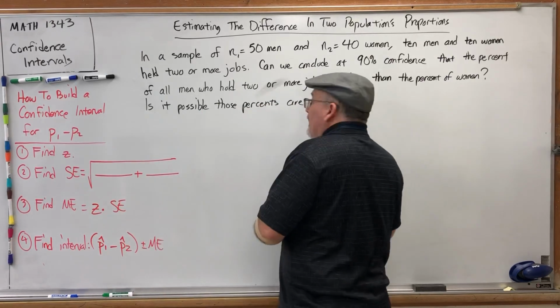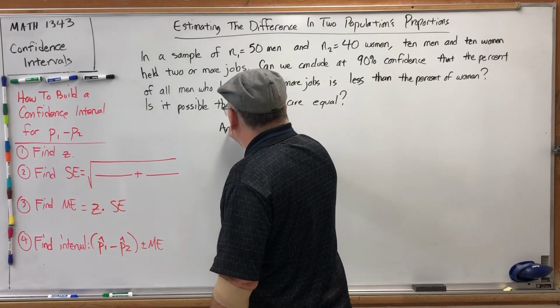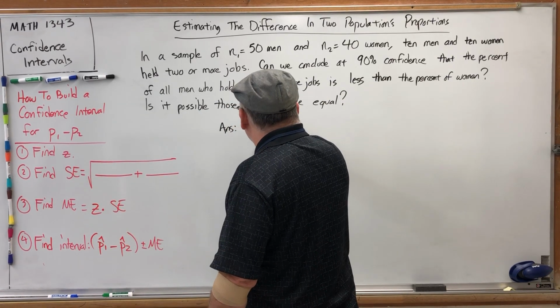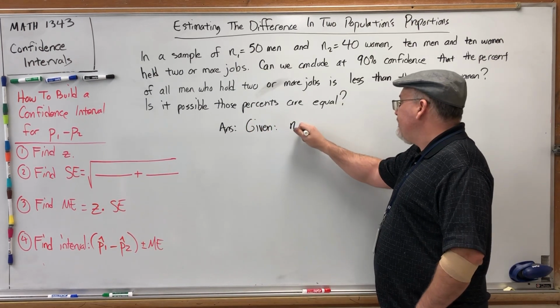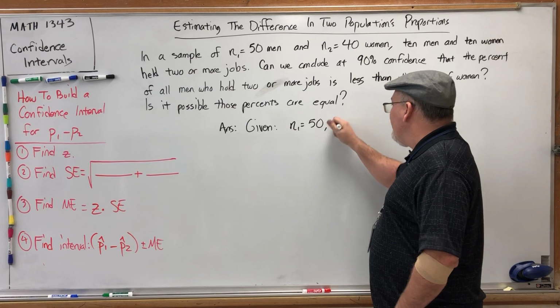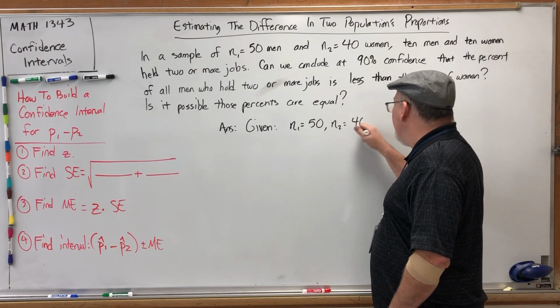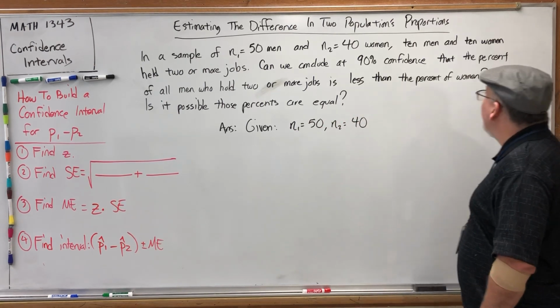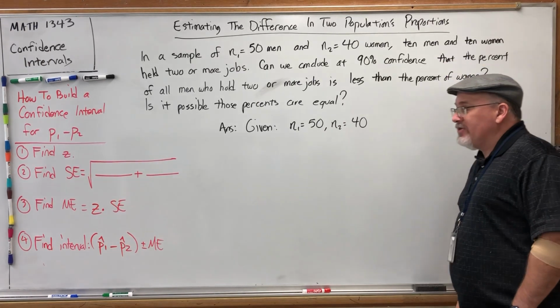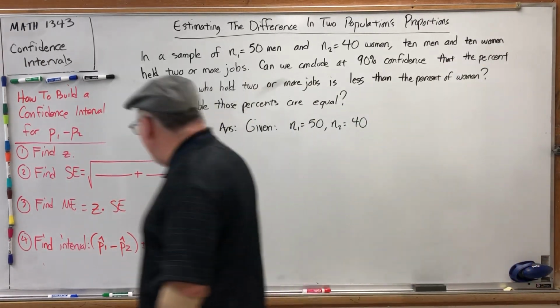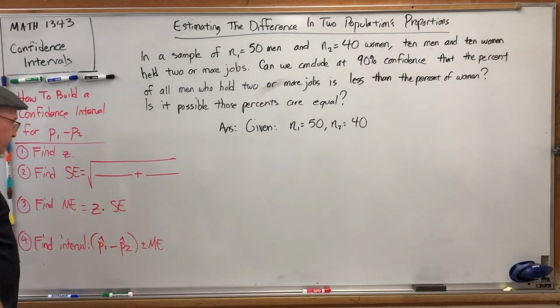All right, let's start by looking at this problem and seeing what we're given. Sometimes the things that we're given are pretty straightforward. We're given N1 is equal to 50. We're given N2 is equal to 40. But we're also given 10 men and 10 women. But those aren't actual values by themselves. They're values that we're going to need. Think about the pieces that we're going to need.